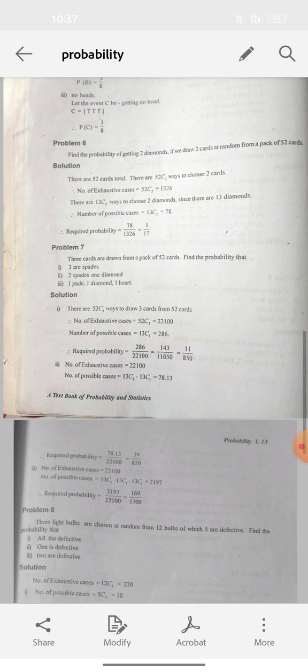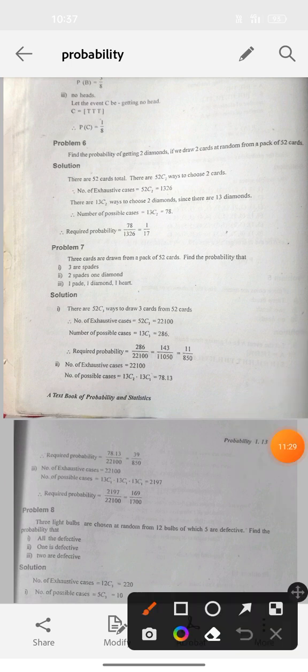Now coming to the sixth question. Find the probability of getting 2 diamonds if we draw 2 cards.